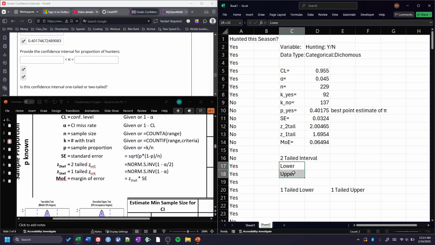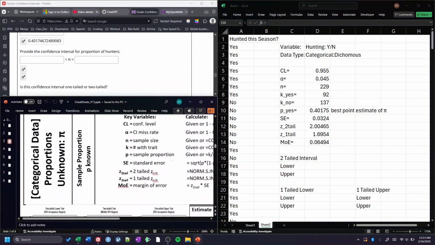And let me just copy these. We'll paste them over there so that we can show how we can do each and every one of these. Now, typically in a problem, we only provide one of these confidence intervals. We're only interested in either doing a two-tailed or a one-tailed lower or a one-tailed upper. This is just to get us practice.